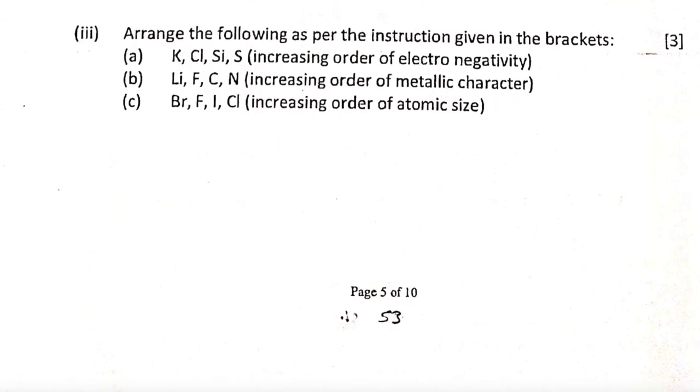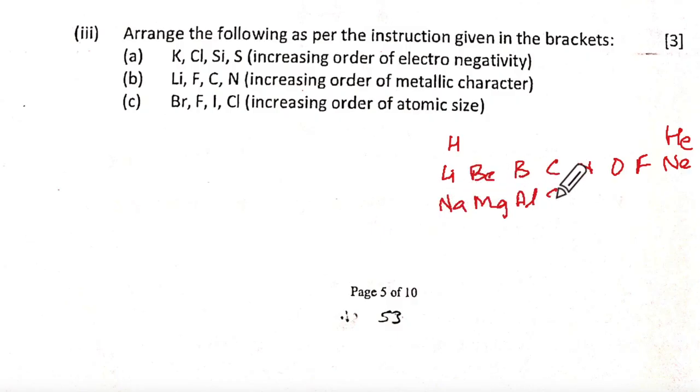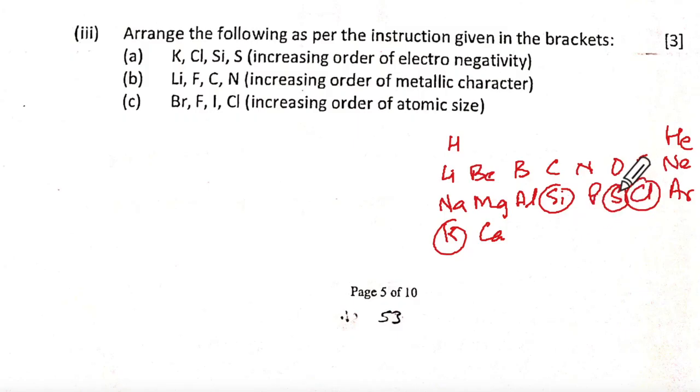Okay, then we come to this one. For this question, you need the elements up to atomic number 20 ready. So this is the mnemonic: Little Betty's boyfriend caught 9 orange fish, Never... Helium is here. Then we have here K, Cl, Si and S. Okay, so this is what they are taking.